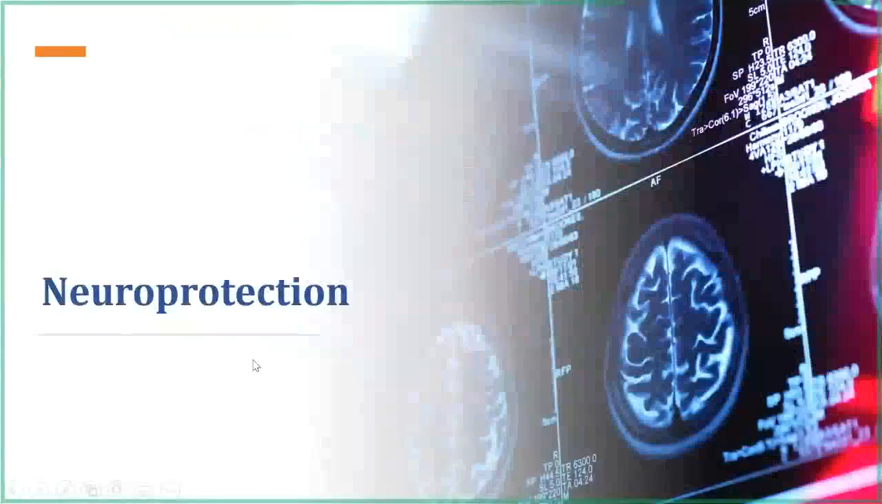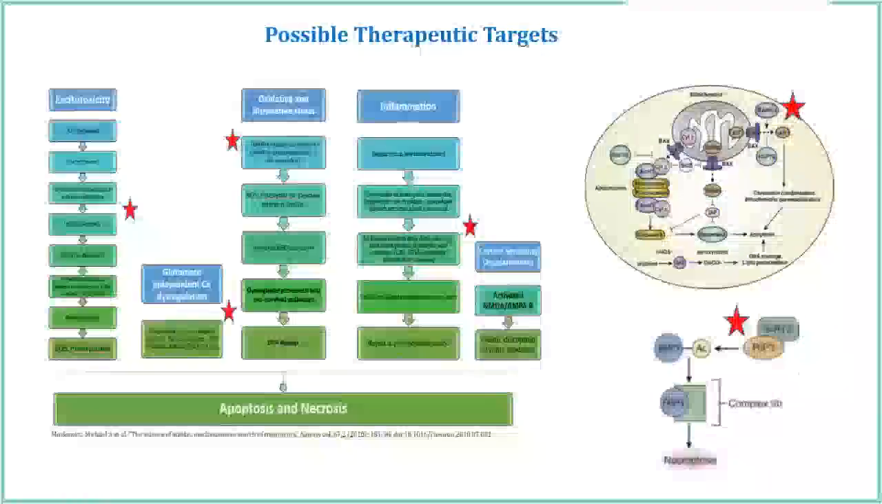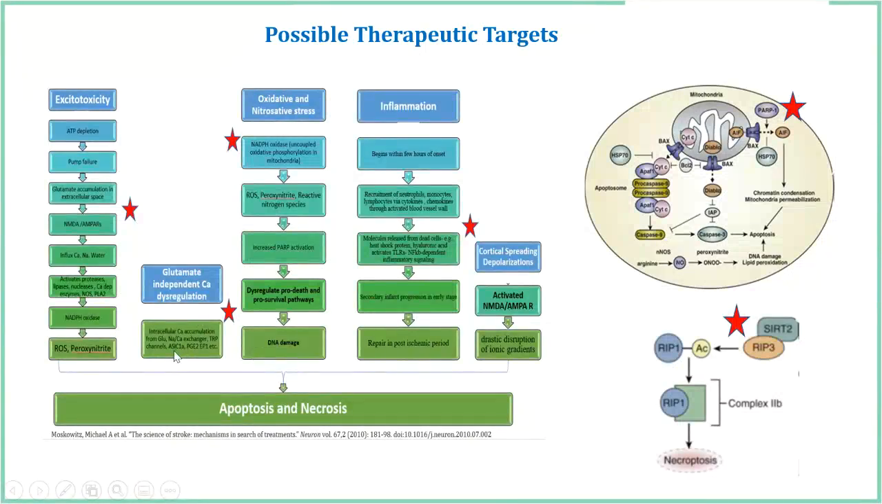Finally, I'll be talking about the neuroprotection, all the mechanisms that I talked about earlier. What are the possible therapeutic targets? It can be the NMDA receptor blockers, it can be the ASIC1A blockers, NADPH oxidase blockers, likewise NFKB dependent blockers, apoptosis-inducing factor blockers and RIP kinase blockers.